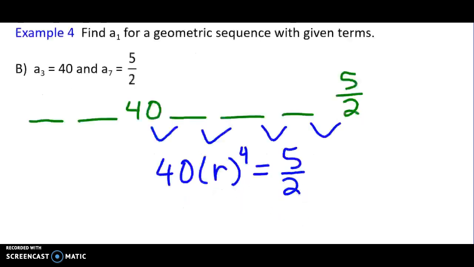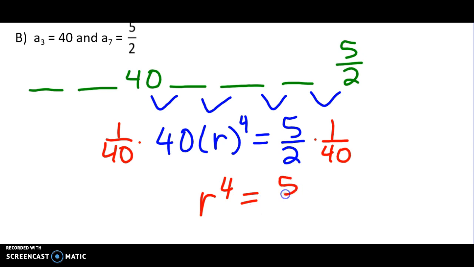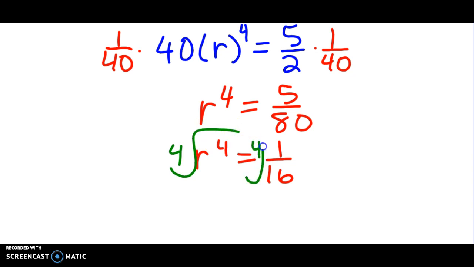So now we just need to solve this. Instead of dividing by 40, I'm going to multiply by 1 over 40 since this is a fraction over here. So we get r to the 4th equals 5 over 80, which is equivalent to 1/16. And if we take the 4th root of both sides, we get r is equal to 1/2.